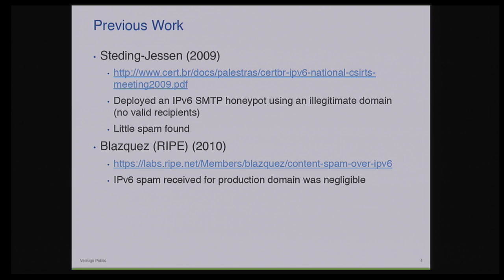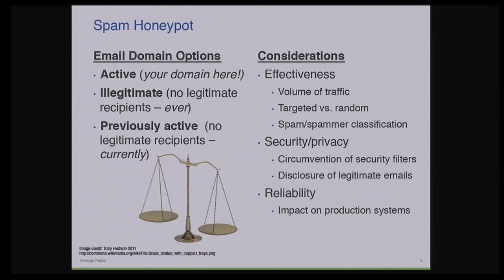One of them was with an illegitimate domain set up basically with no valid recipients, but it had some advertising out there in HTML pages and so forth, to try and elicit some spam. Little spam was found, and then there was some work on more production type email systems, which was actually done evaluating content, and they also found little spam. Okay, but let me go on to the current work.